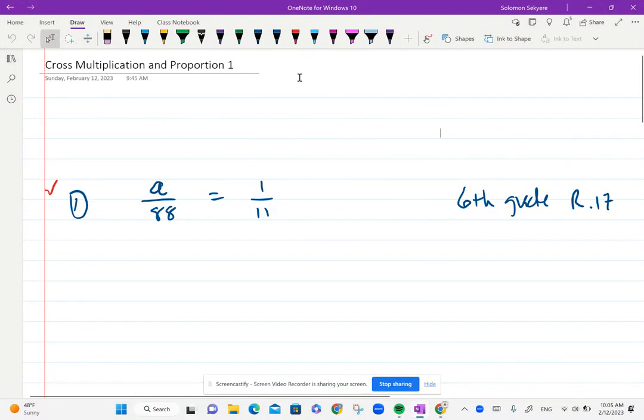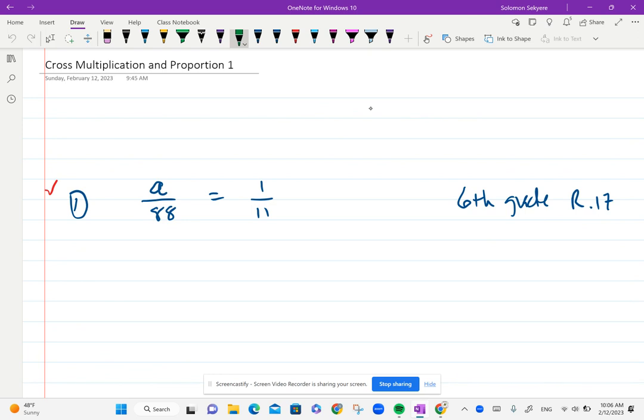Okay, in this video we are going to learn about cross multiplication, solving proportions by cross multiplication. Suppose you have this proportion set up: A over 88 equals 1 over 11. Let's try that, using cross multiplication, or the butterfly method.